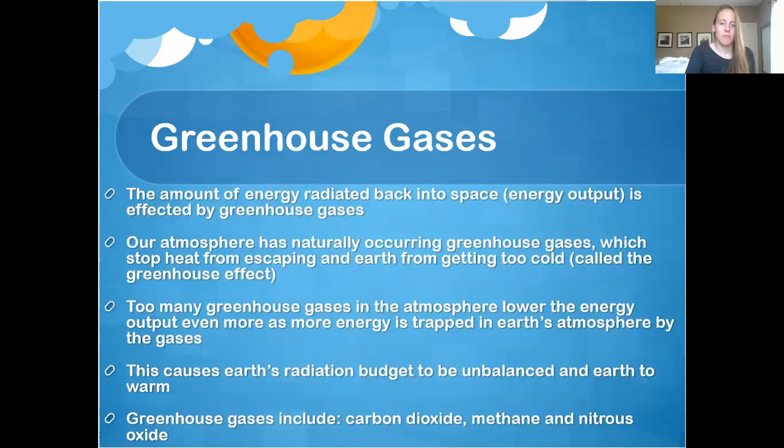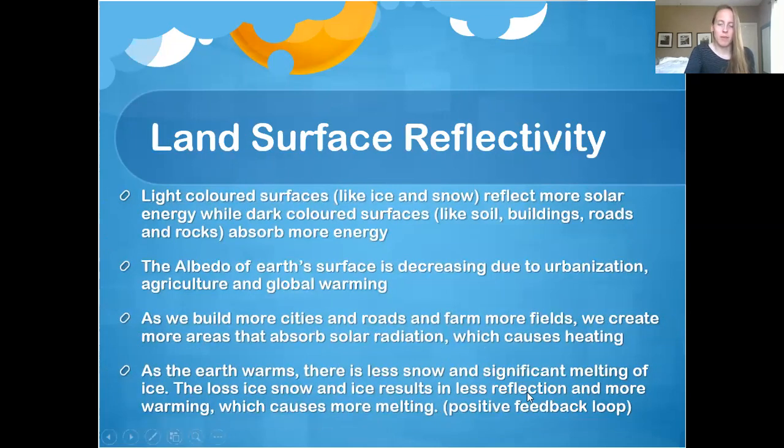By the way, this idea that the more the Earth heats up, the more ice melts, the more ice melts, the more energy is absorbed because of less reflectivity, which means more heating, which means more melting, which means more energy absorbed. That's an example of a positive feedback loop. Essentially, a positive feedback loop is anything that snowballs and builds on itself.